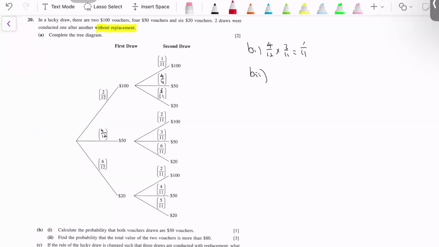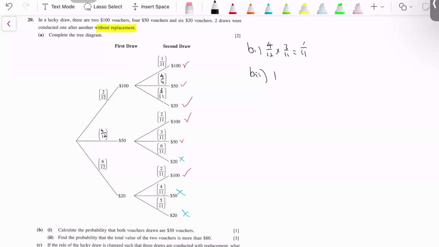So if your first draw is 100, it doesn't matter what your second draw is, it will be more than 80. If your first draw is 50, the second draw must be 50 or 100. And if your first draw is 20, your second draw must be 100. Ultimately, out of these 9 different combinations, 6 of them give us more than $80. So we know that 3 of them do not give us more than $80. So in order to calculate, we find those that do not give us more than $80 because that is shorter. So it's 1 minus those probabilities.